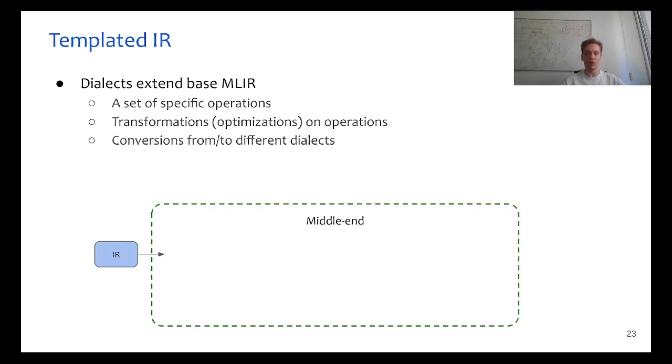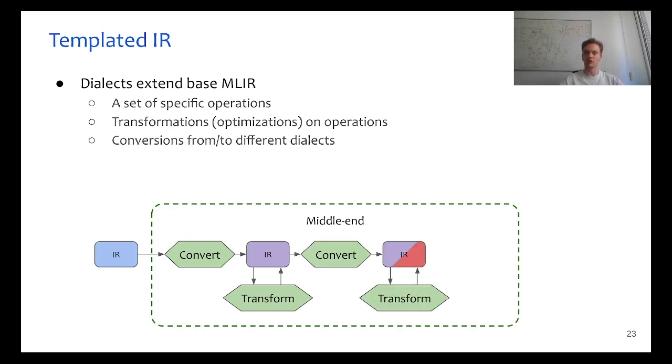So how a modern pipeline would look is you take some IR as input, and then you convert that to a different kind of IR. On that you do your optimizations and your transformations, and then you convert that again, maybe even partially, to a different dialect or a mix of different dialects. On that you do more optimizations and transformations, and then in the end you convert that to something low level like LLVM.